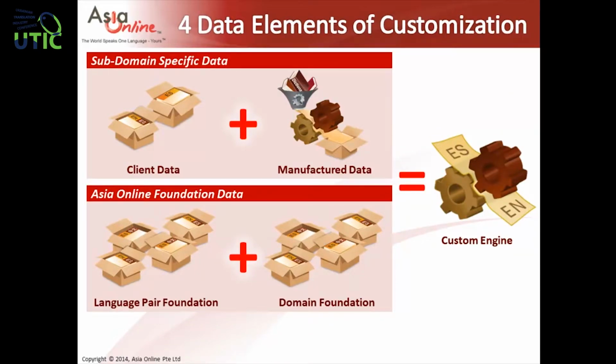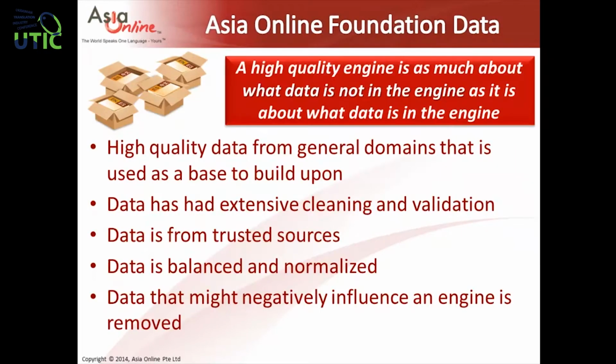So basically there's four kinds of data that go into a customized engine. There is foundation data that a vendor like Asia Online would provide to you. There is your specific domain foundation, and there's client data, and there's data that is manufactured, to basically fill in gaps and voids in the MT system so that it produces better quality output. A high quality engine is as much about what data is not in the engine as it is about what data is in the engine.